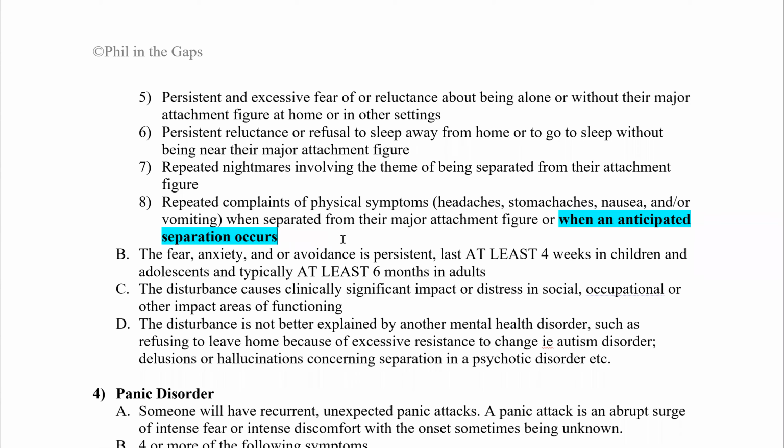And the specifier here is the fear, anxiety, and avoidance is persistent and lasts at least 4 weeks in children. Again, children love messing up our themes. Of course, I'm just kidding. In adolescents and typically 6 months in adults. So the adults hold it strong in 6 months or longer.